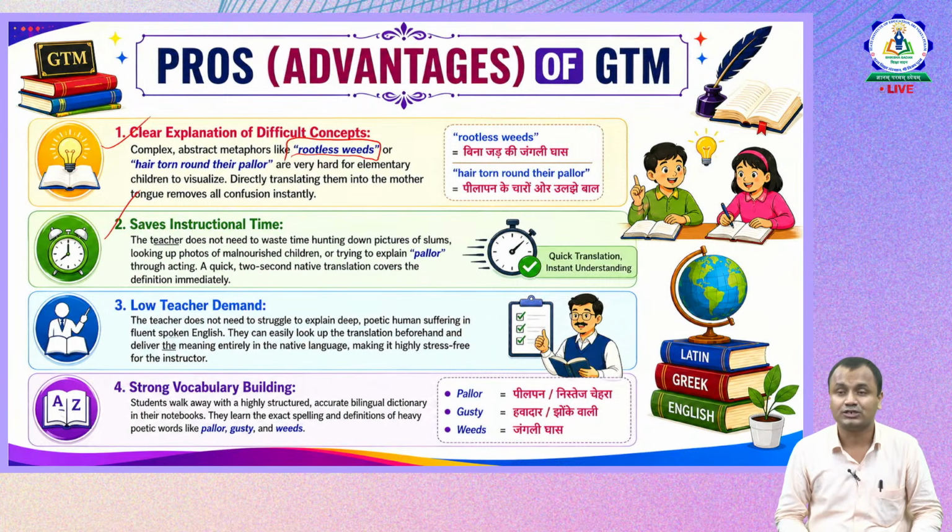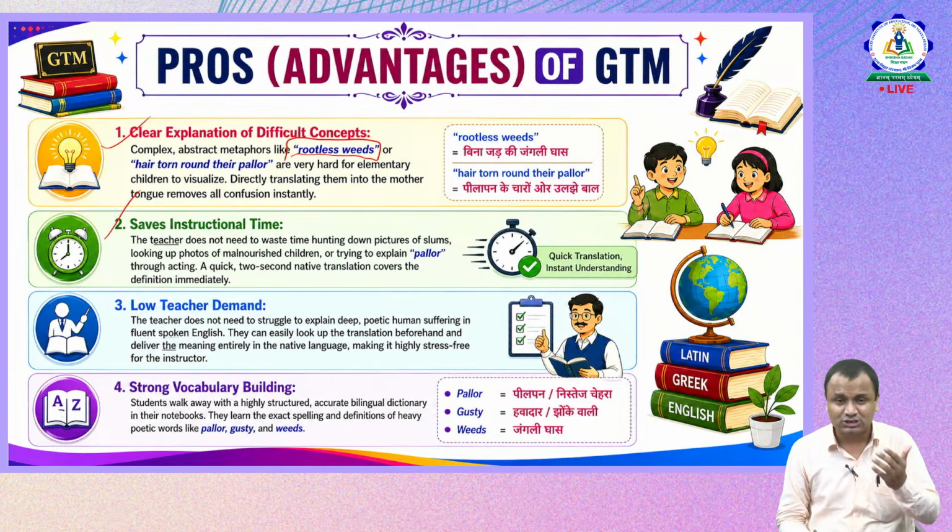Third is low teacher demand. What does low teacher demand mean? While teaching through any other method, your teacher should be competent enough to teach with fluency. The pronunciation of the teacher should be perfect. The intonation of the teacher should be perfect. The gestures, facial expression, everything of the teacher should be perfect.